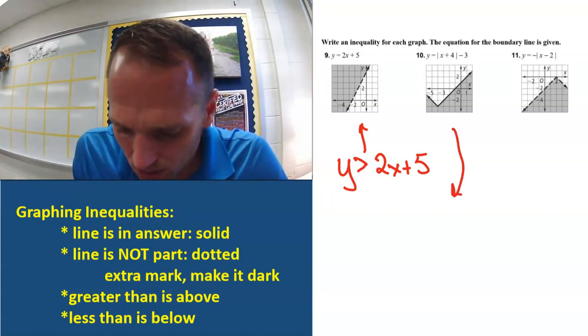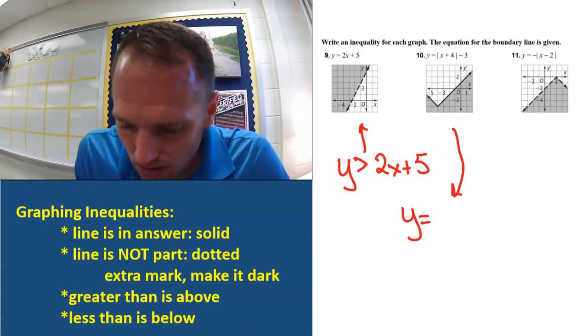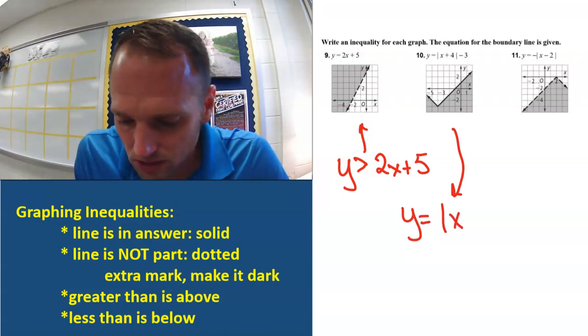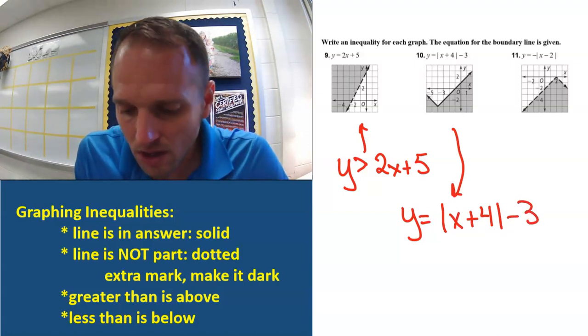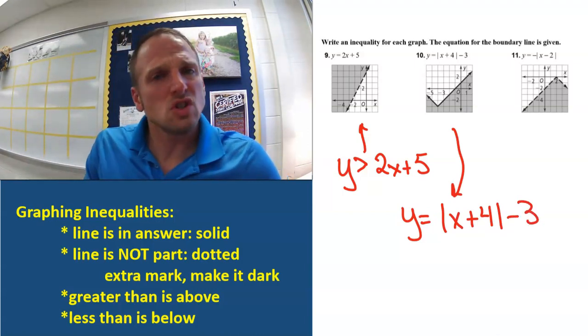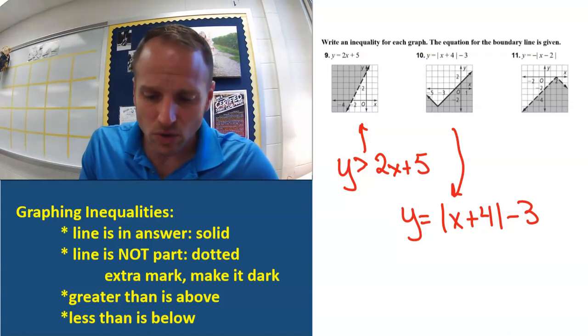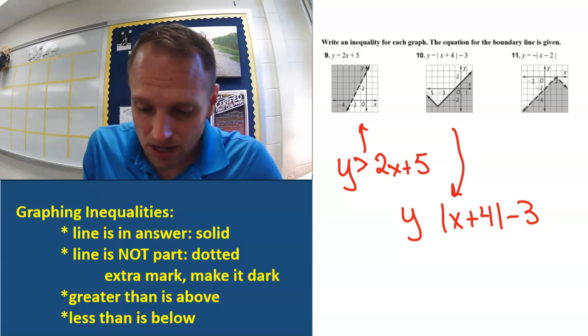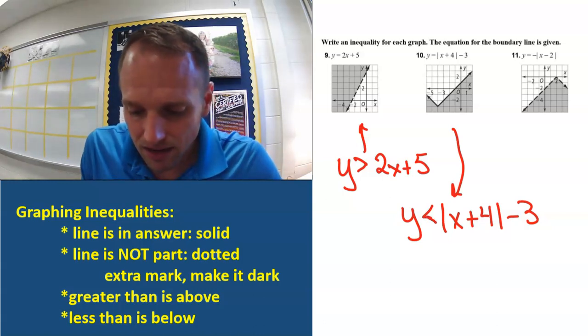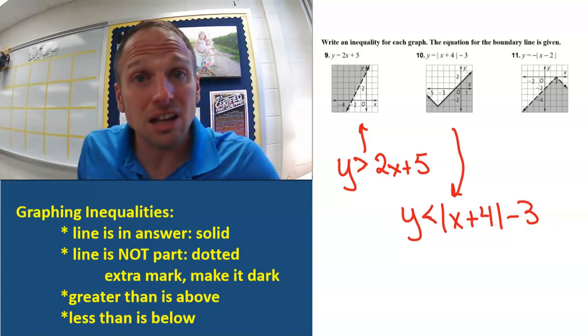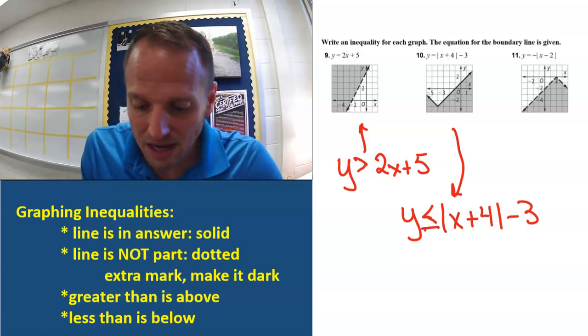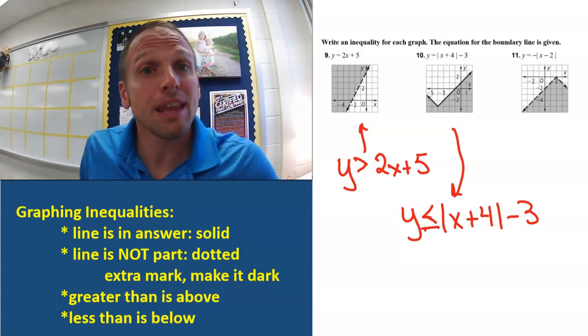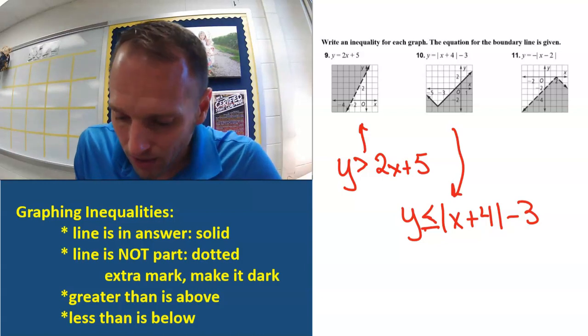Number 10, I'll write down here. That absolute value equation, it tells us, is y equals absolute value of x plus 4, minus 3. Okay, so again, all we have to figure out, are we shaded above or below that? Because we're just changing the sign. That's all we're changing. We're shaded below, so this has to be a less than. And that is a solid line. So solid line means less than or equal to. How about 11?